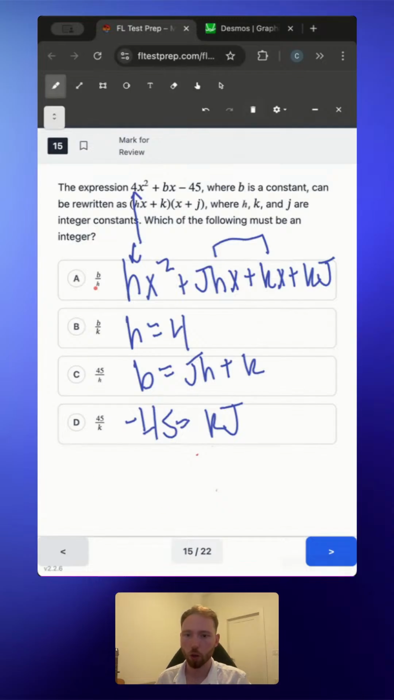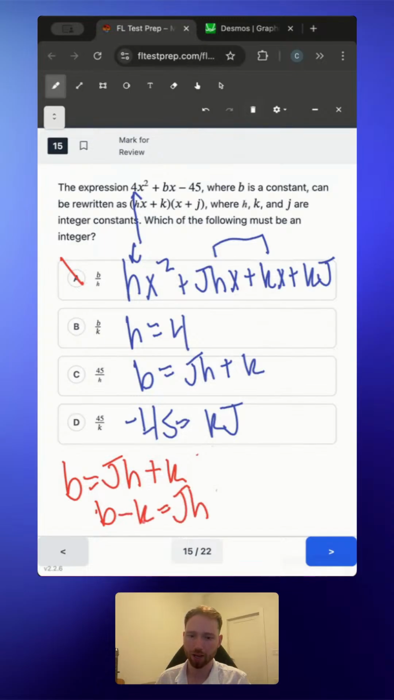All right, so let's go on to b over k. Well, same scenario. I know b equals jh plus k. How do I get it so it's b over k? Well, I'd have to do something like b minus k equals jh. Then I would have to divide it by j, divide it by h, move things over. It doesn't look like b is going to be the correct answer because there's really no way to get b divided by k if I'm adding k. It just won't happen. So that's an incorrect answer as well. Because remember, we're going for a simple whole number.